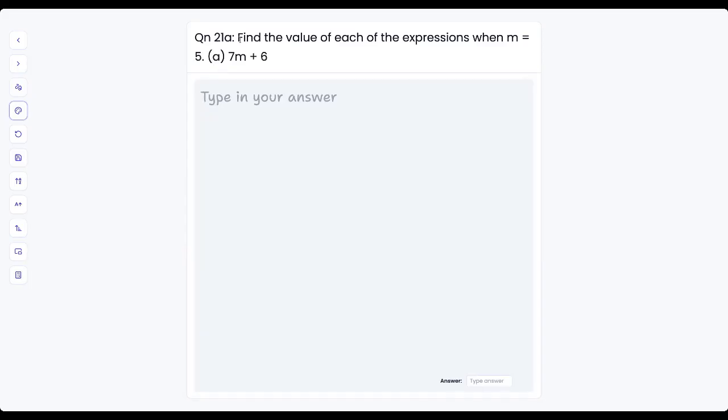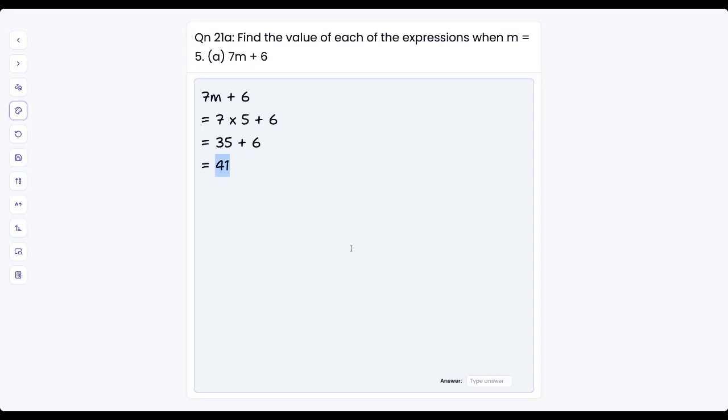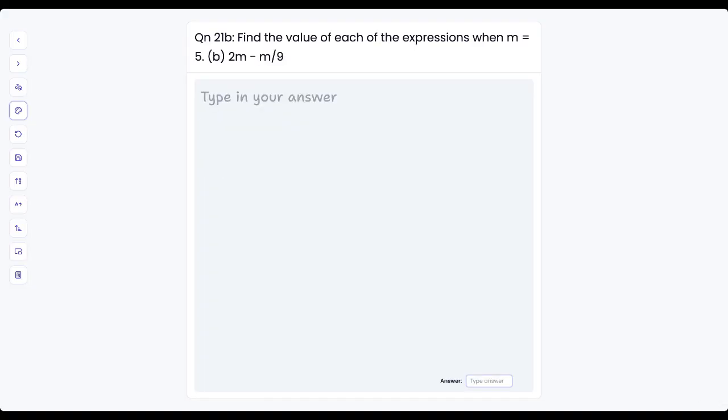Question 21a. Find the value of the expression when m is equal to 5. So 7m plus 6 is equal to 7 times 5 plus 6, which is equal to 35 plus 6, which is equal to 41. So that's the answer, 41. All right, there you go. Let's move on to the next question.